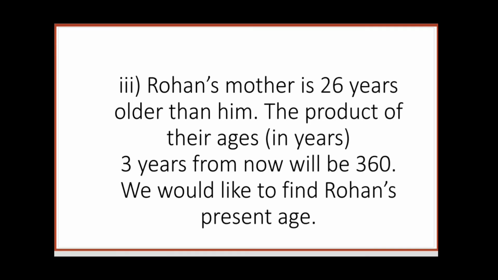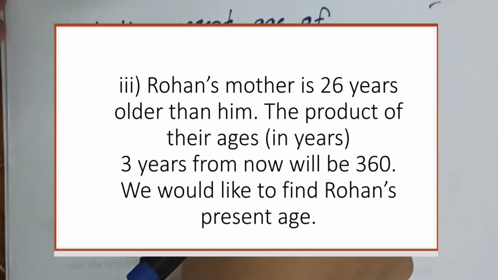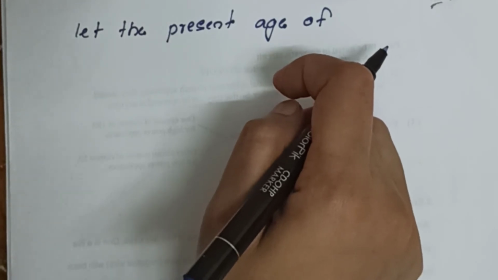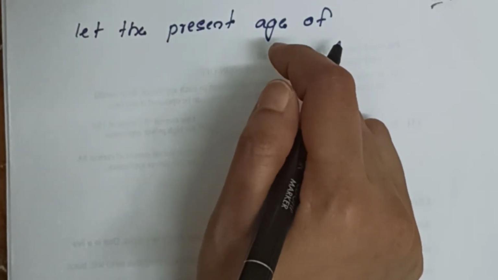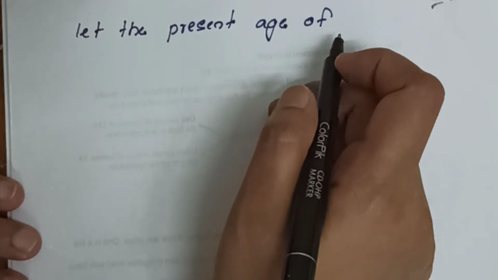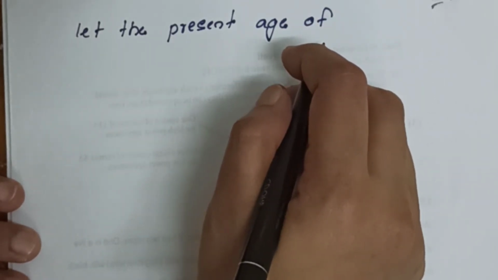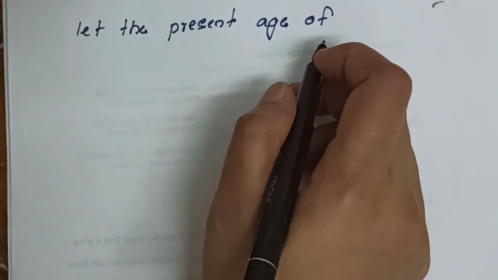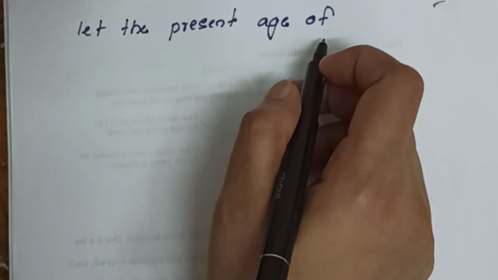Now the third question. Rohan's mother is 26 years older than him. The product of their ages in years 3 years from now will be 360. We would like to find Rohan's present age. Given Rohan's mother is 26 years older than him, so they are talking about the present situation. At present, Rohan's mother is 26 years older than him. But we don't have any idea about Rohan's age. Only the mother's age is told on the basis of Rohan's age.